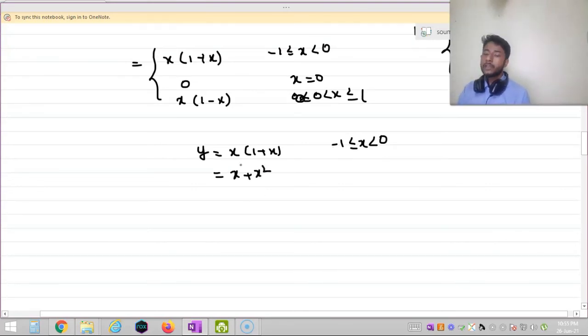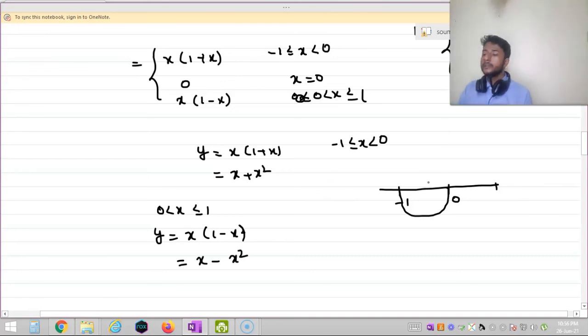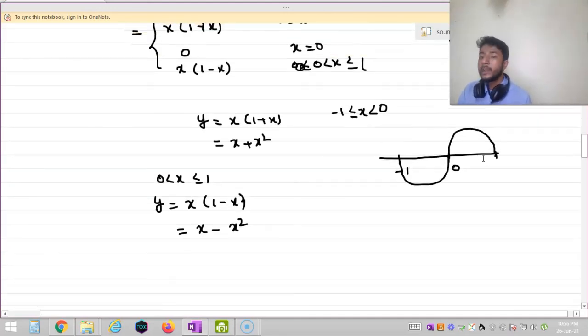Now, can you say the graph of y? As the coefficient of x square is 1 and this is a quadratic polynomial, it will be a parabola. So its graph will look like this, between minus 1, 0, 1. In this range, that is 0 less than x less or equals to 1, y equal to x into 1 minus x, right? So after multiplying, I can write it as x minus x square. So in this interval, the graph of y will look like this. Okay, can you tell me in which interval f(x) has minimum value?